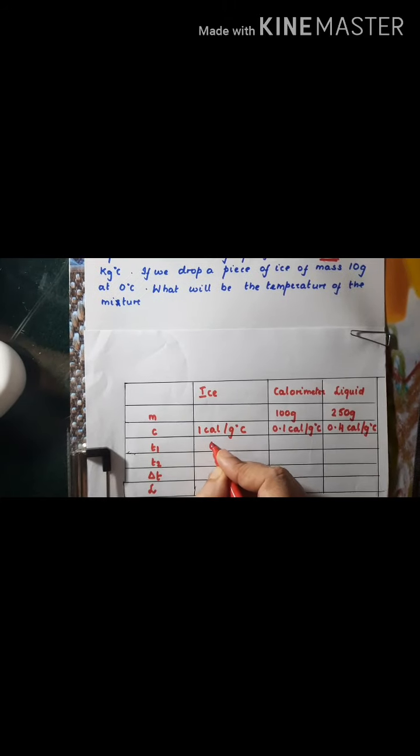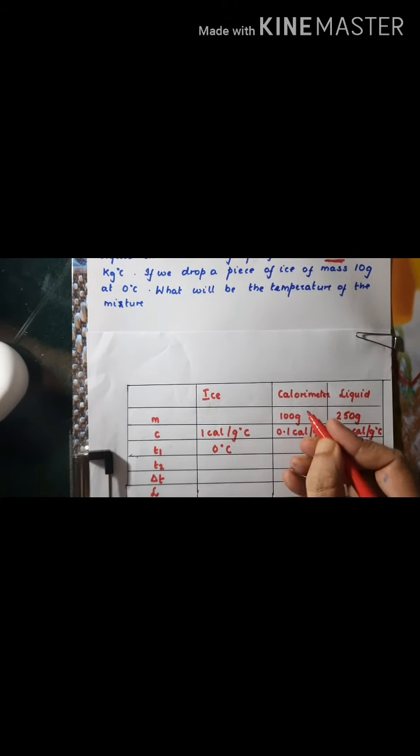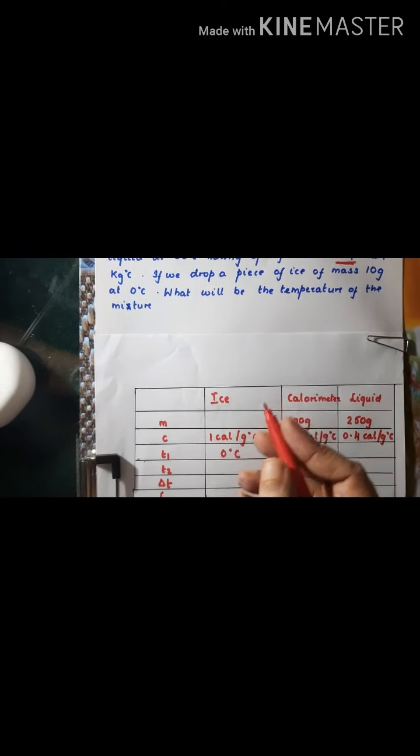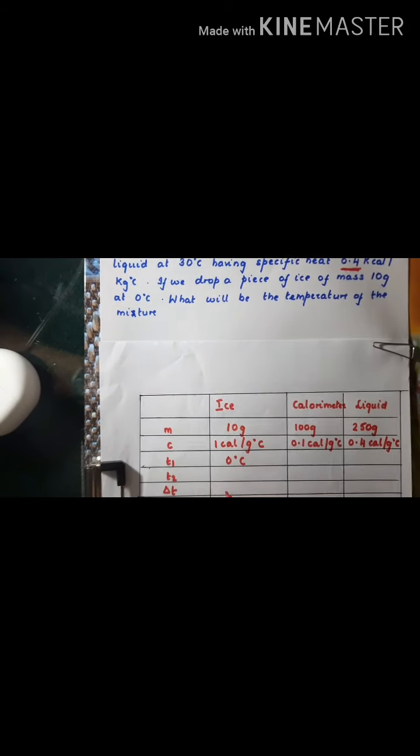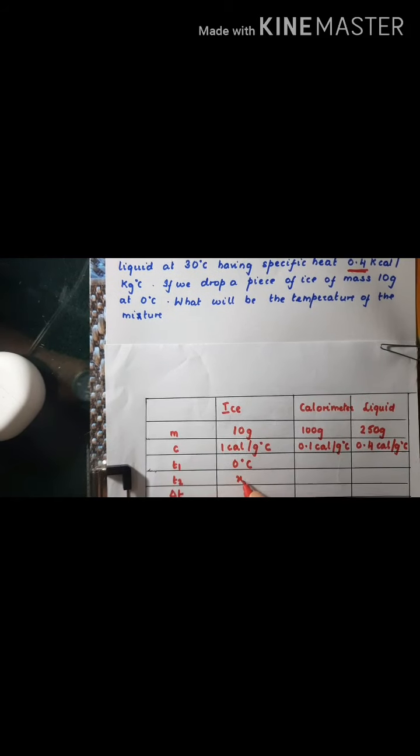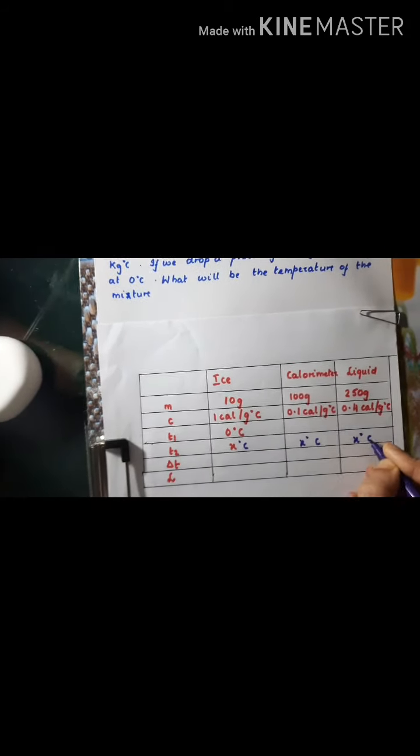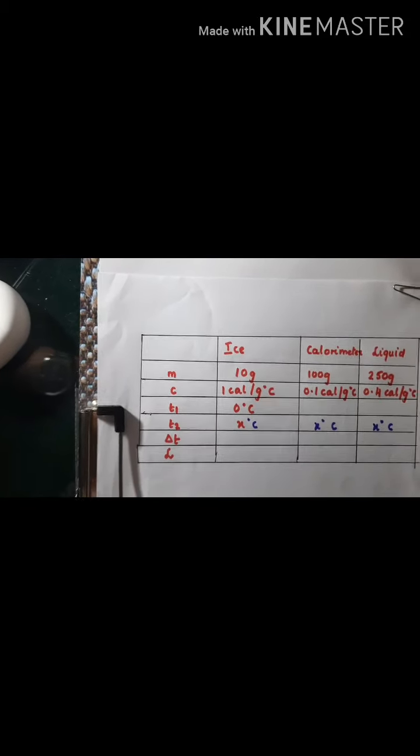Now ice is at 0 degrees Celsius. How many grams of ice? 10 gram. Okay. Temperature of the mixture, that means we don't know T2, so we'll take T2 as x degrees Celsius, which we have to find out, and here also x degrees, because the heat lost by the ice is the heat gained by the calorimeter plus the liquid, right?